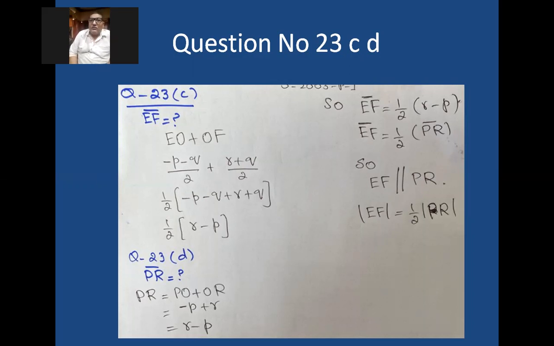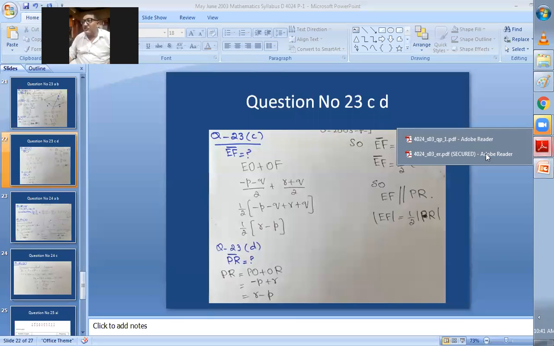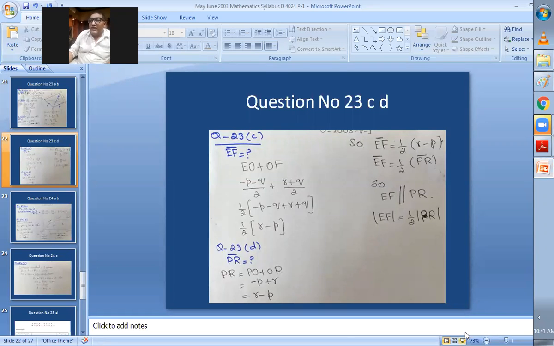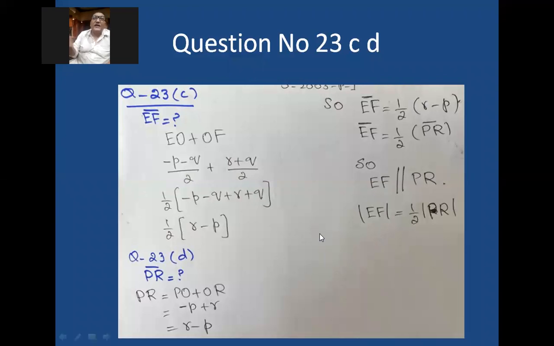Okay. Now, in the next part, that's how you find EF. In the last part, let me show you the wording: D part. Write down 2 facts about the EF and the PR. The value of the EF I just calculated. The value of the PR I don't know yet, so first of all, let me find that. The value of the PR will be, you make a bypass from P to O and from O to R. So that will be minus P plus R, so R minus P. So the PR value is R minus P.